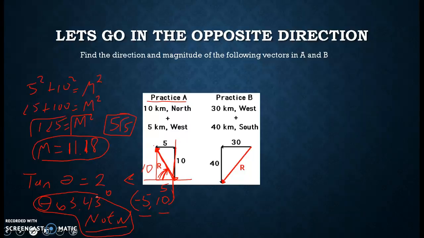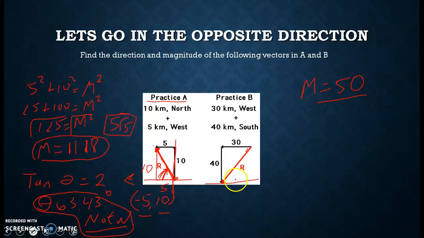First of all, hopefully you did this, the magnitude is going to be 50, because if you do 30 squared plus 40 squared, that equals r squared. Use the Pythagorean theorem, you're going to end up that is 50. You can also remember it because it's a Pythagorean triple. A 3, 4, 5 triangle is the same thing as a 30, 40, 50 triangle. So the magnitude is 50.